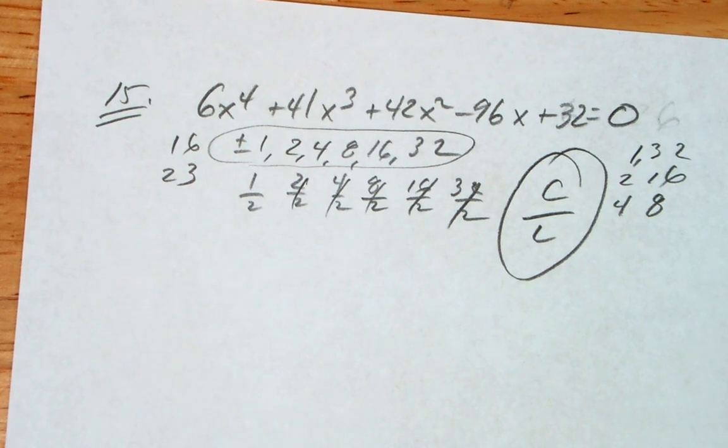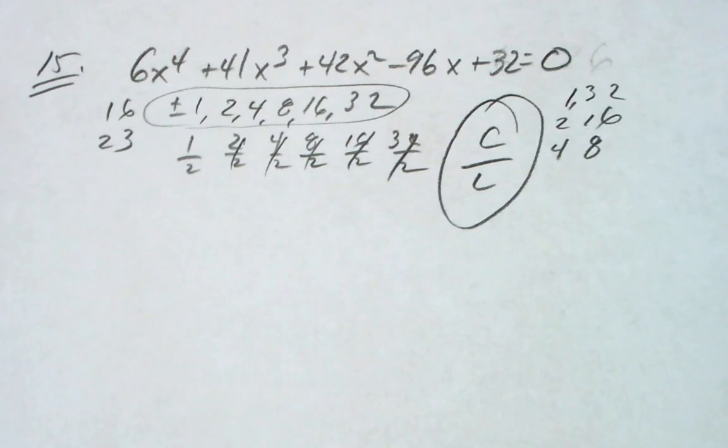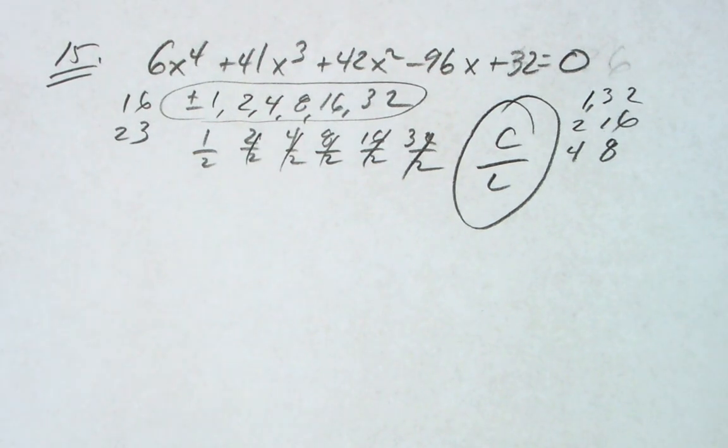The rational root theorem says they have to be of the form C over L. Well, C is a factor of my constant, and L is a... What about my leading coefficient? Factor of my leading coefficient, okay?